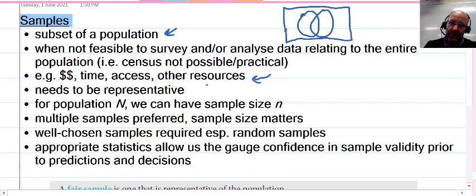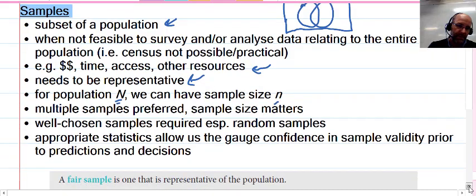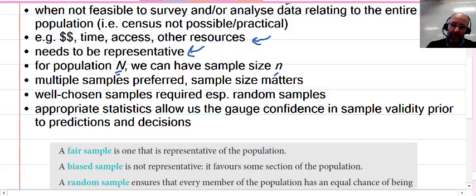And a sample has a few things it must be. It must be representative of the population, so it must accurately represent the greater population. We must be confident in that. Now we use capital N as the notation for the number of elements in the population, but lowercase n for the sample size. It's preferable usually to take multiple samples. That way we can check for validity and consistent results, and also the sample size itself matters. It needs to be sufficiently large.